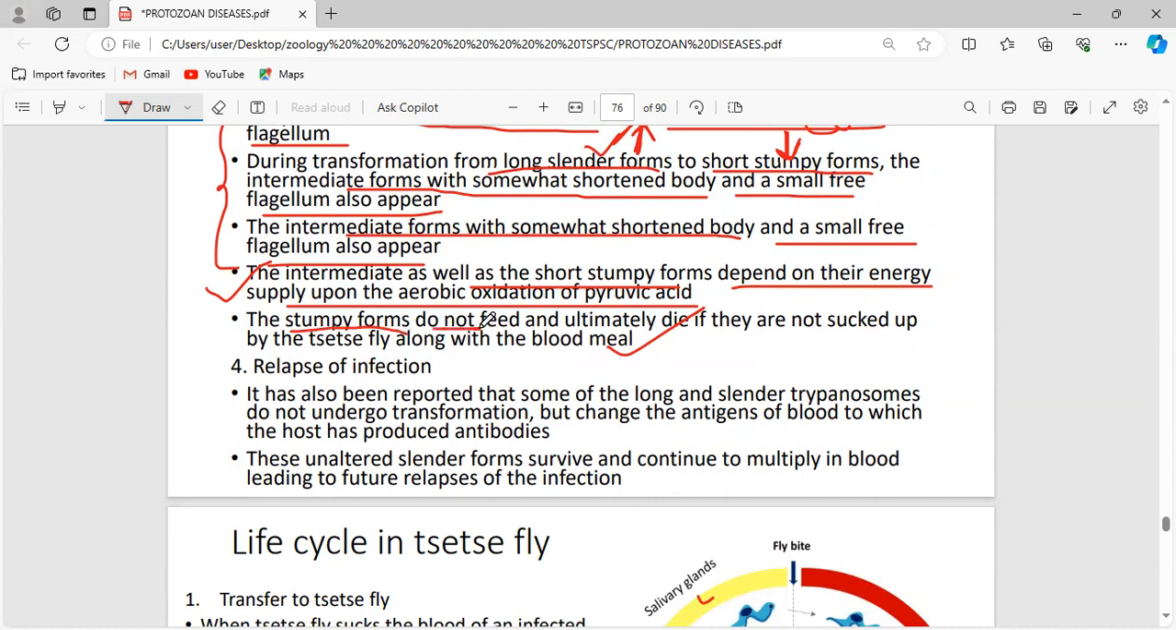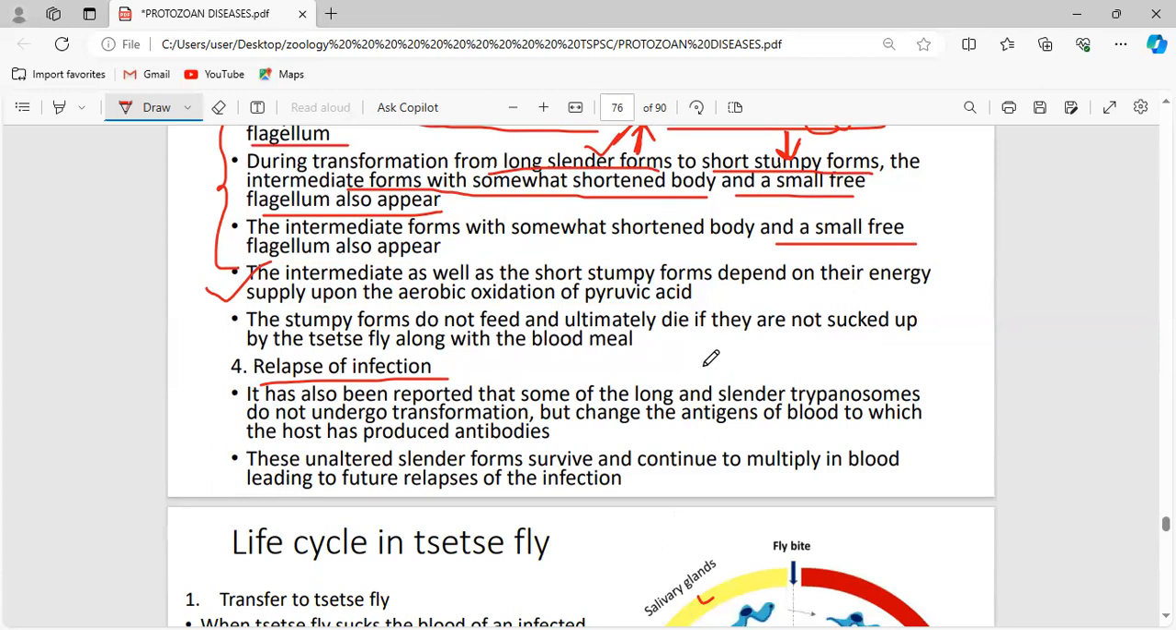These forms do not feed, and ultimately die if they are not sucked up by the tsetse fly along with the blood meal. They may survive only for a particular period of time. If not taken by any blood sucking insect, they die. Now, relapse of the infection. Relapse of infection means that after some period of years, the parasite keeps on within the body of the human or the tsetse fly, and it doesn't feed any.